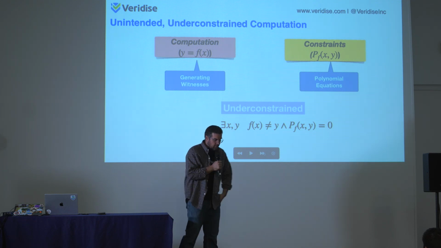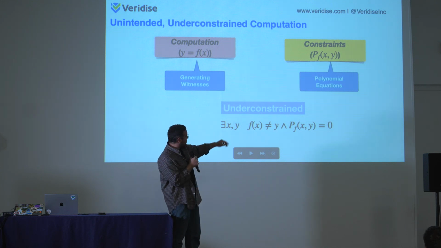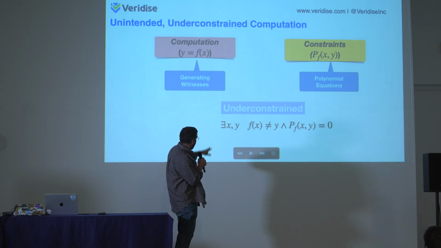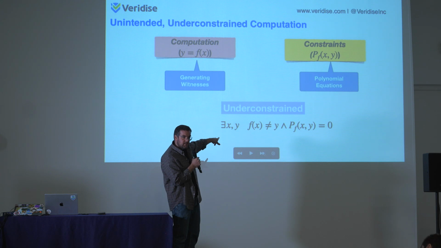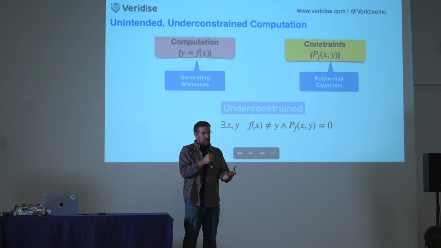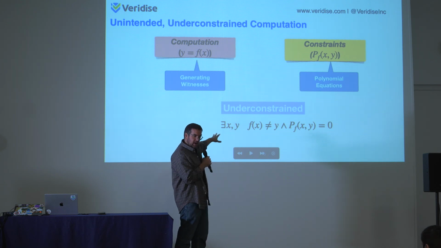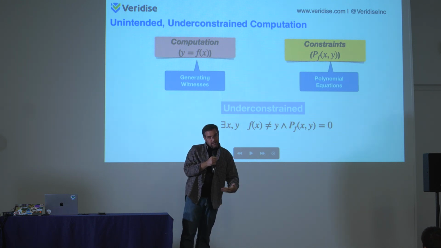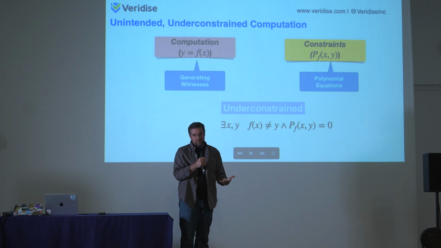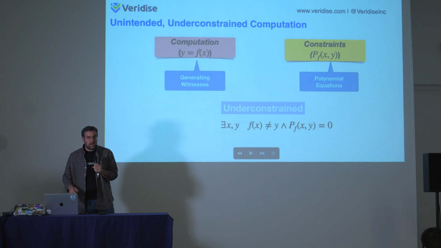And one very common bug that happens in ZK circuits is what we call under-constrained circuits. This happens if you have an XY pair such that on input X, you don't get the output Y. So the XY pair doesn't correspond to a valid input-output pair, but it passes all the constraints. It would look like a valid computation, but in fact it isn't because it does not correspond to a proper input-output pair. And today I want to talk about how to detect these kinds of vulnerabilities.